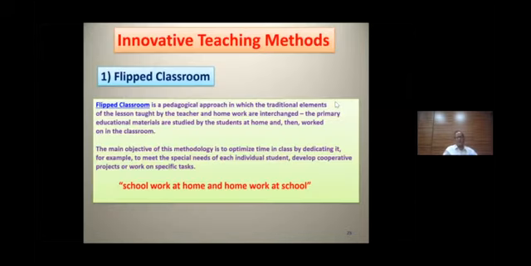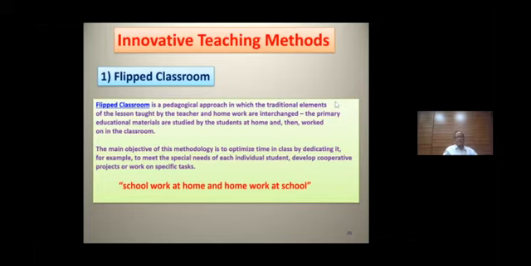Now let us come to the main and important topic of my lecture, innovative teaching methods. I have compiled around 8 methods which are clearly spelled out by a number of research scholars. A number of articles have been written by educationists. From those materials, I have collected about 8 teaching methods.